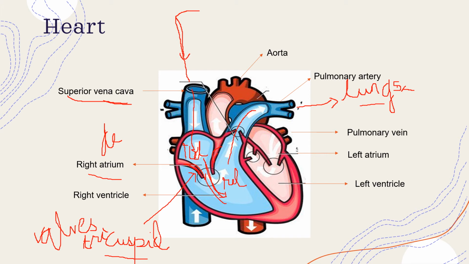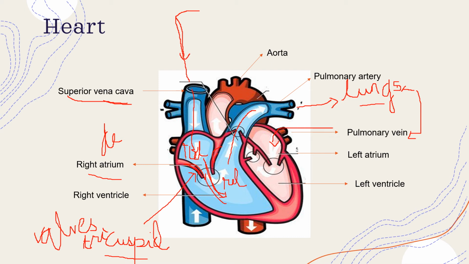Now the lungs have the oxygenated blood. The pulmonary artery got the deoxygenated blood and brought it to the lungs. The lungs were the place where the deoxygenated blood got converted into oxygenated blood, and it gave it to the pulmonary vein. The oxygenated blood is being given to the pulmonary vein. Now from the pulmonary vein, the oxygenated blood reaches the left atrium.